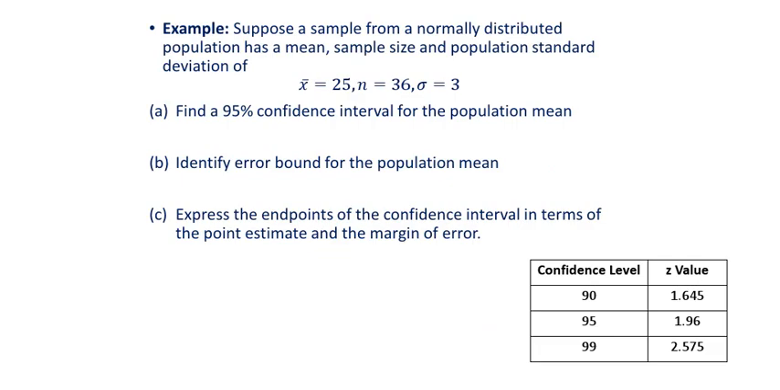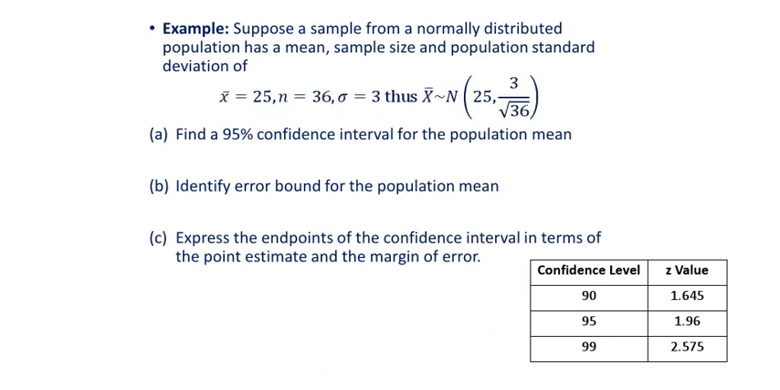All right, well, first of all, let's go through an example to illustrate this. Suppose that a sample from a normally distributed population has a mean, sample size, and population standard deviation given as 25, sample size of 36, and a standard deviation of 3. We're saying that x bar is normally distributed with a mean of 25, and our standard deviation, that is our standard error, is going to be 3 divided by the square root of 36. Well, 3 divided by 6, that's 1/2.